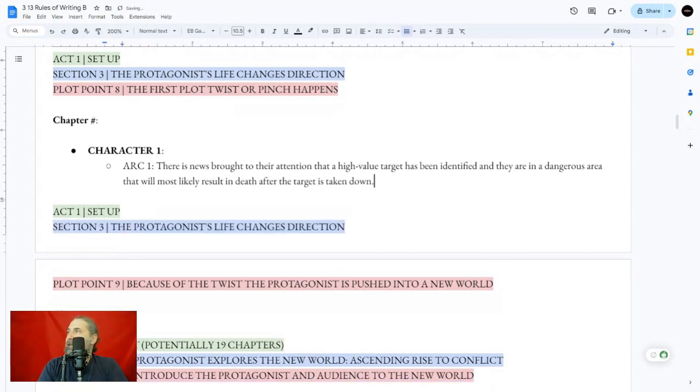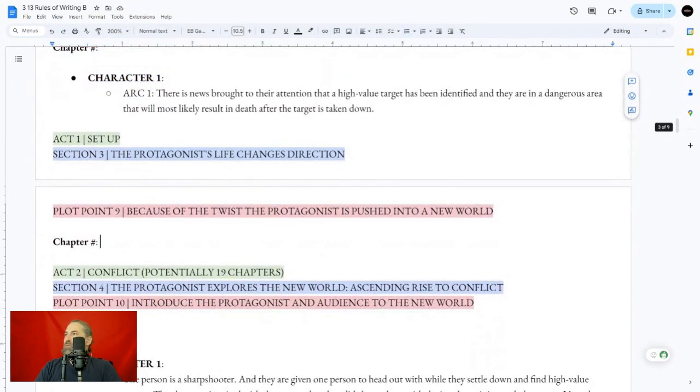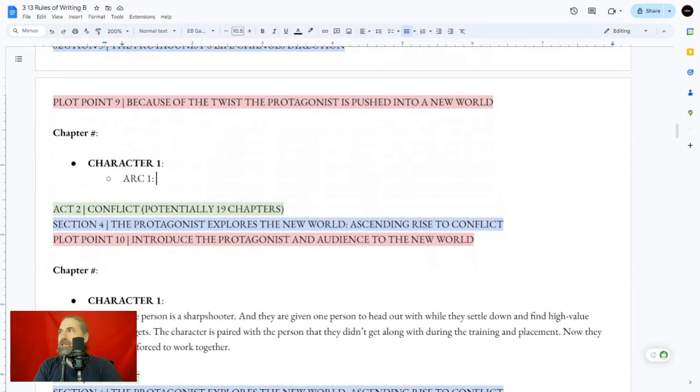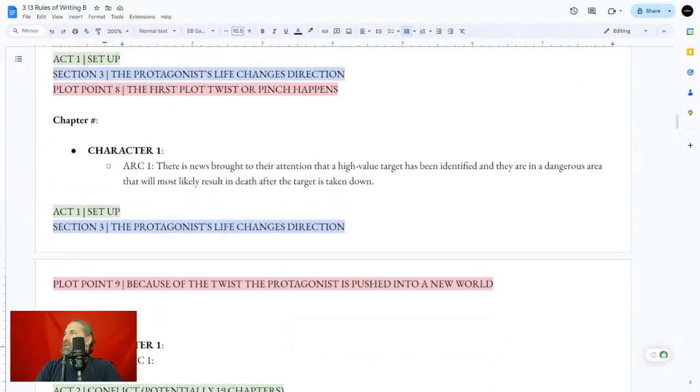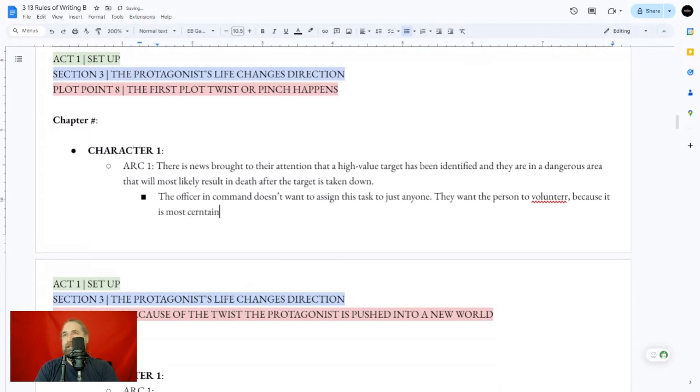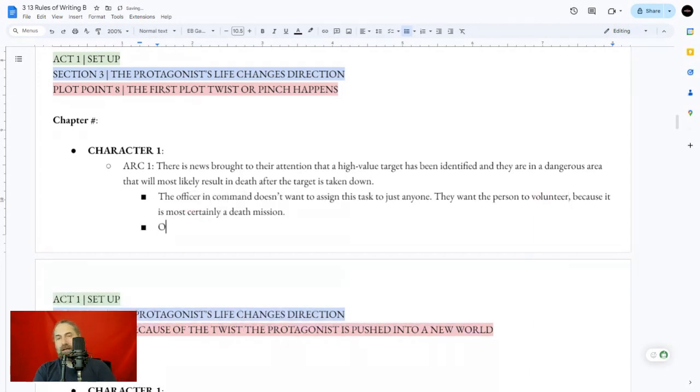Okay. Now, this is what I would do. So that's an important scene. For the final plot point of Act One, because of the twist, the protagonist is pushed into the new world. Ooh, I might actually do this. There is news brought to them. And then the officer in command doesn't want to assign this task to just anyone. They want the person to volunteer because it is most certainly a death mission. All right. Okay. And what happens? Our protagonist volunteers.